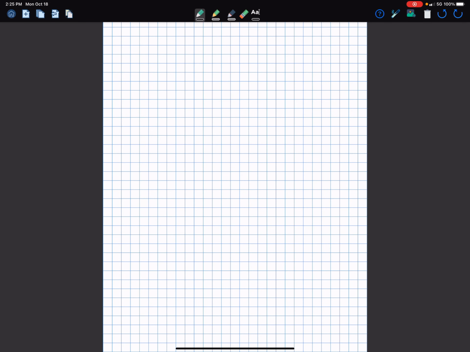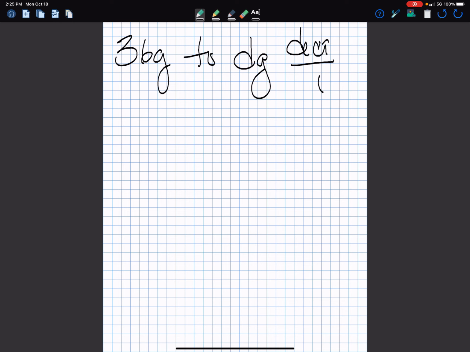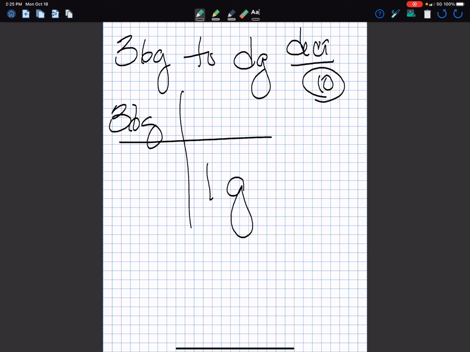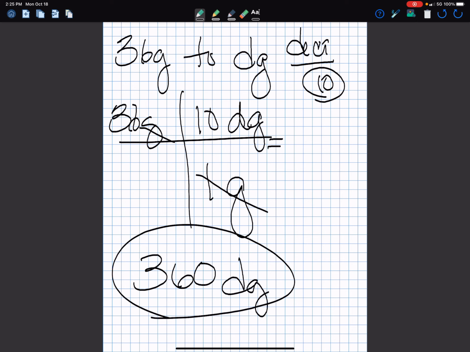Okay, so now we've got 36 grams to decigrams. That's deci. Remember, deci is 10, okay? So 36 grams, 1 gram, which is our base, has 10 decigrams in it. Grams cancel. 36 times 10 is 360 decigrams. Or you could have the factor 10 times 36. Okay.